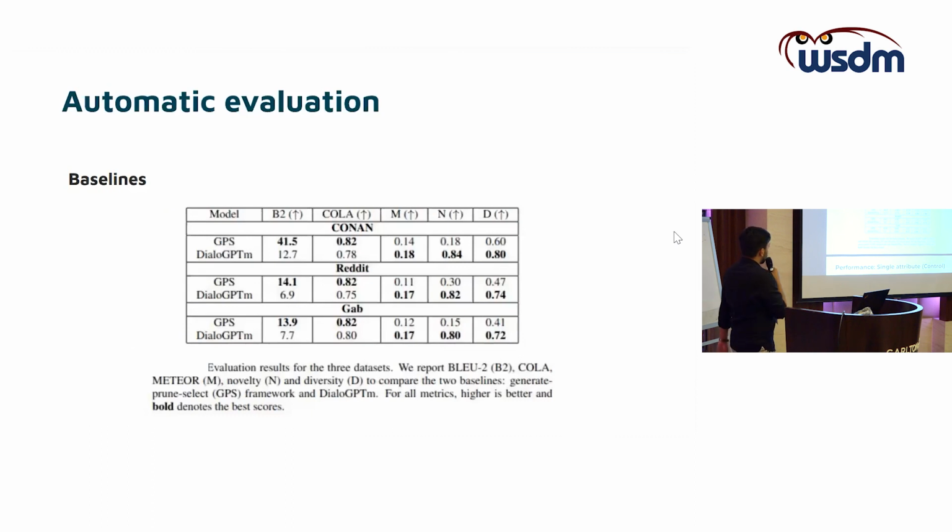So first of all, the baseline results. We find that overall the generate prune select architecture and DialoGPT perform comparably. And since DialoGPT is simpler, and it has higher novelty and diversity, we thought that it can be used to better control the outputs. Hence, we moved forward with this DialoGPT model. Although the system can be easily applied to the other models as well.